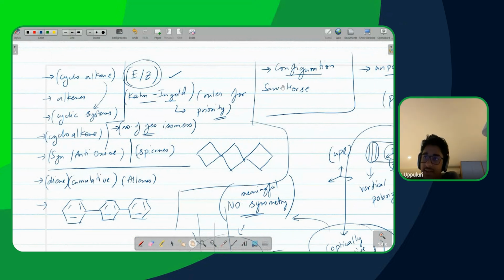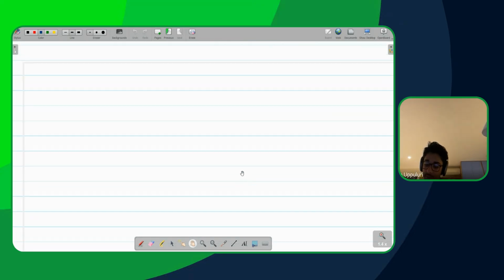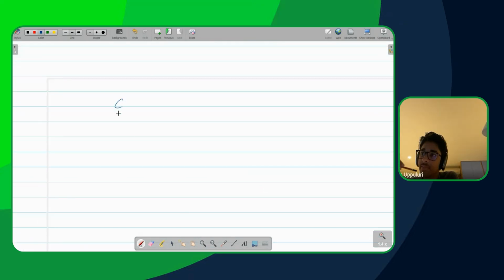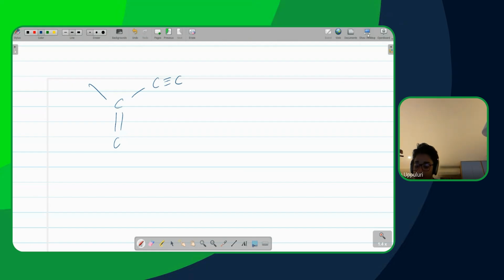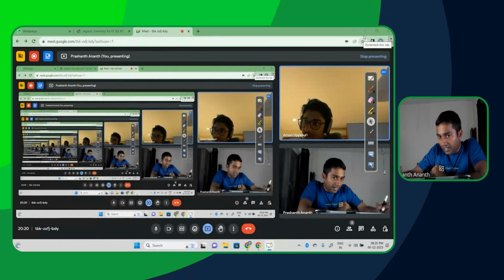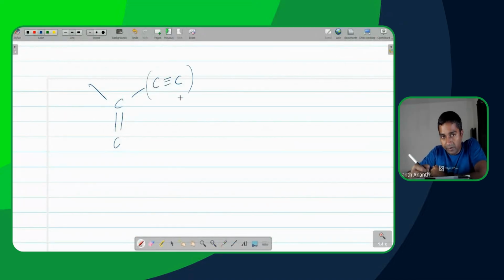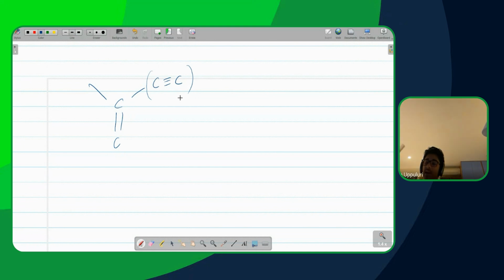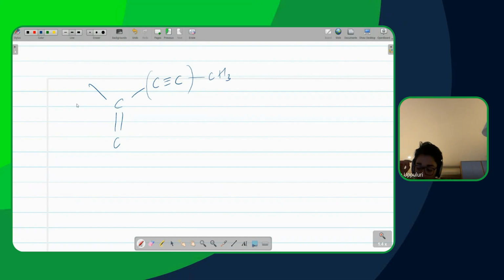Sir, I have one doubt in the EZ system of nomenclature. Sir, an example. There's a C triple bond. Let's take an alkene. No, this is EZ nomenclature, to see which side gets more priority. One side is C triple bond C, and attached to that there's another CH3, so CCCH3.